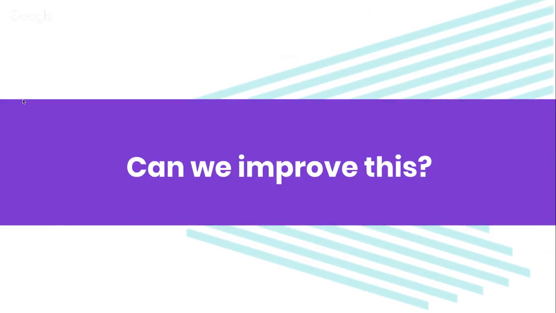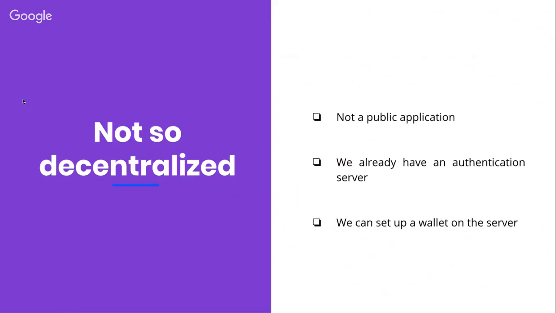So can we improve this? No. Well, you are not wrong. We cannot improve if we stay fully decentralized. So I started thinking about a not so decentralized approach, which means I'm thinking here that this is not really a public application. Most of you are not employees, so you would not be allowed to vote. So why would I even handle that case?